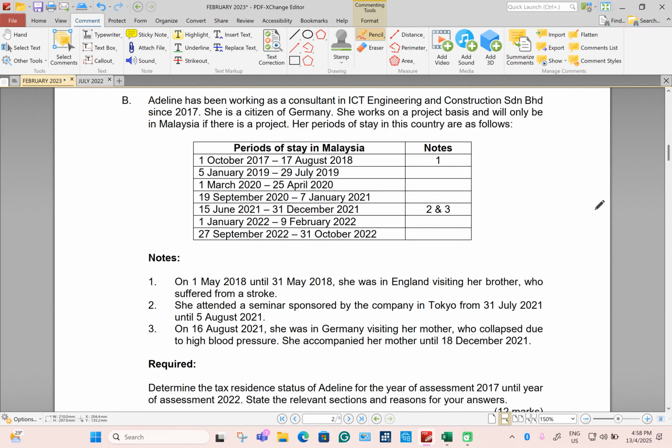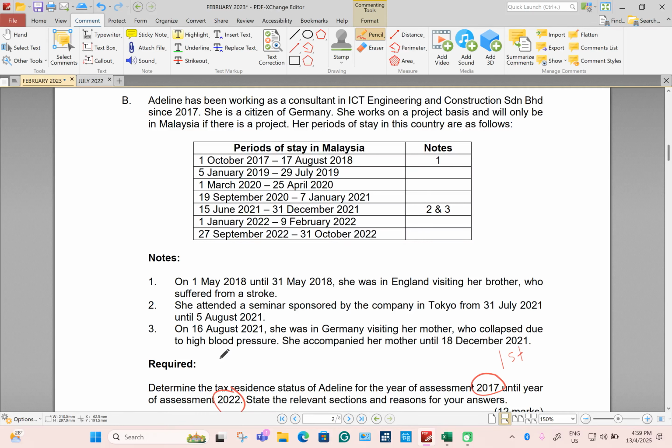Before you start, always read the required, because we need to know when to start and what is the year to end. So, look at our required here. Determine the tax resident status of Adeline for the year of 2017. So our first YA will be YA 2017 until the year of 2022. Next, state the relevant sections and reason for your answers. This one is standard, guys.